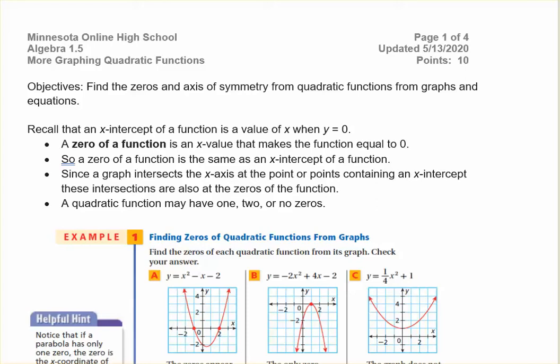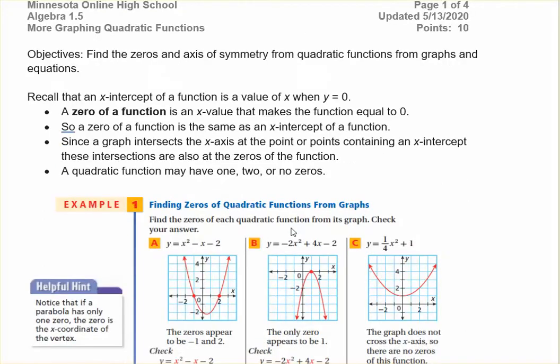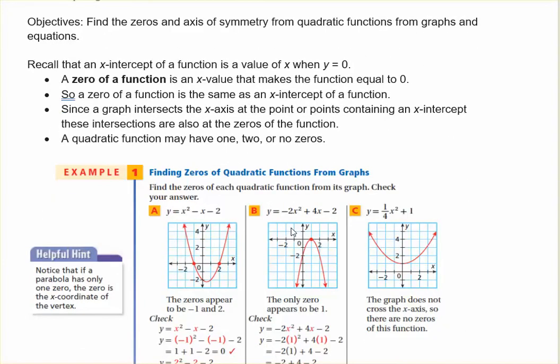In this video we are going to work more with some quadratic functions and with graphing them. Especially we're going to be looking for the x-intercepts, which are also called the zeros or the roots, and we're going to be looking for the axis of symmetry from these graphs. So an x-intercept is when y equals 0.